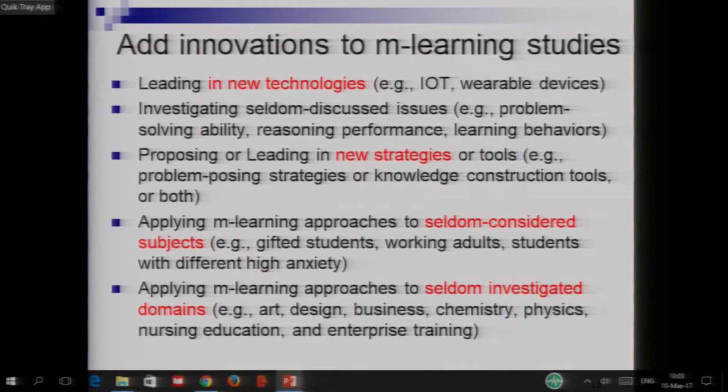So if you do not have a very new technology, but you investigate those seldom discussed issues, you still have innovation. But if you tell me that you don't use new technology, and you just try to investigate student learning achievement and motivation, those are old issues. What should I do? You have the third opportunity to add innovation. That is, you can propose or lead in a new strategy or tool. Maybe you can create a very new mobile learning system. But when I say new mobile learning system, I mean it is quite different from Moodle or MOOCs. It is really new. It has some particular function for a particular purpose, and that's new. You can still do that.